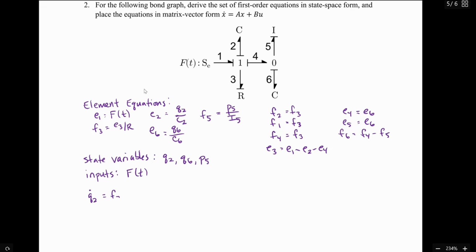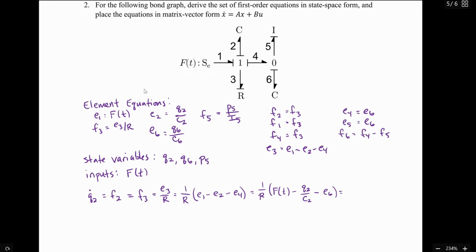So we write down the basic state equation, Q2 dot equals F2. We're then just going to expand this F2 into F3. And we expand F3 by looking for the equation which has F3 on the left-hand side. We find E3 divided by R. Now we look for the equation with E3 on the left-hand side. We find E3 equals E1 minus E2 minus E4. We carry through. E1 is F of t. E2 is Q2 divided by C2, and E4 is E6.